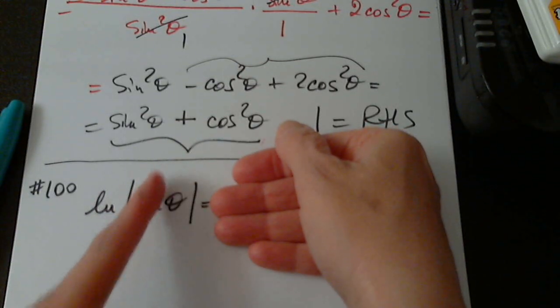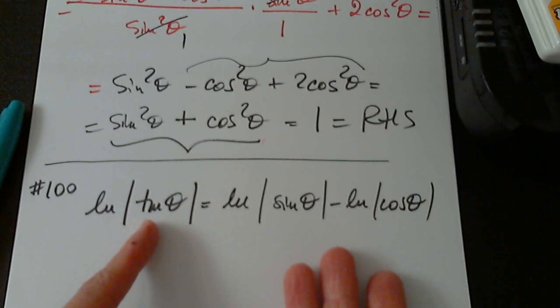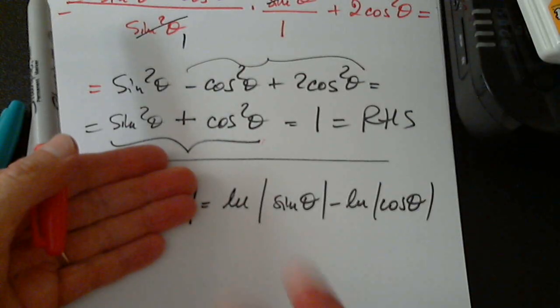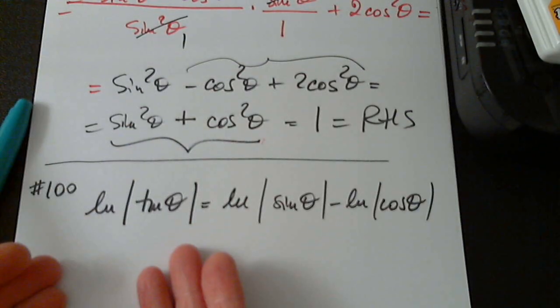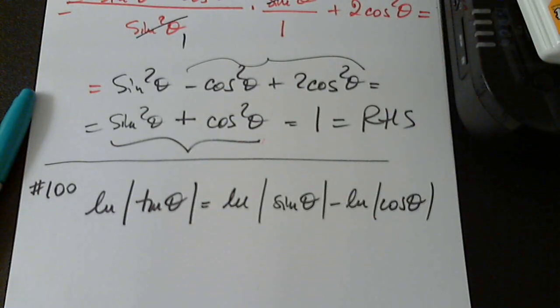You either replace this by sine over cosine and you get that, or you condense this and you get this. So in this particular case, it doesn't really matter.